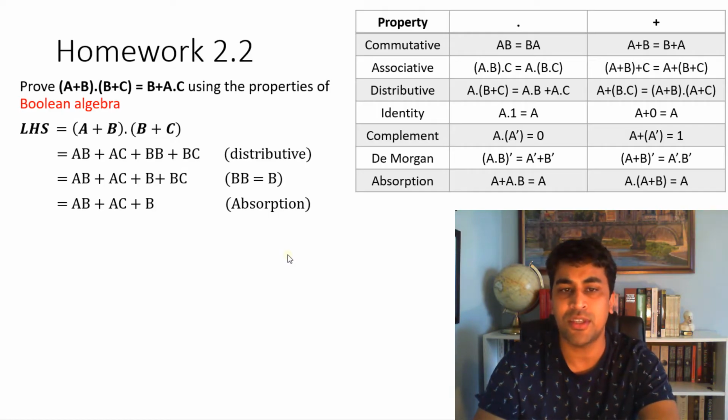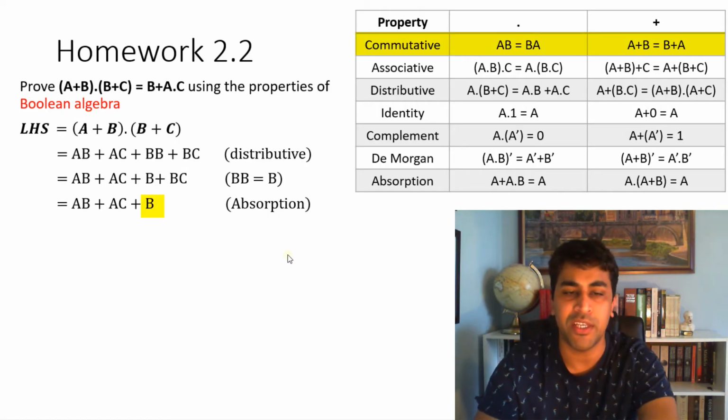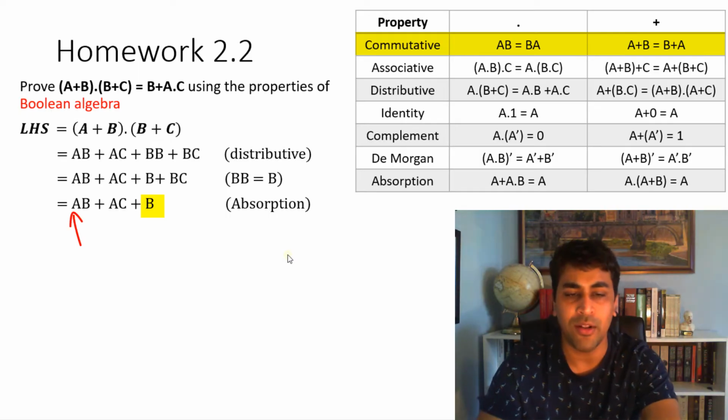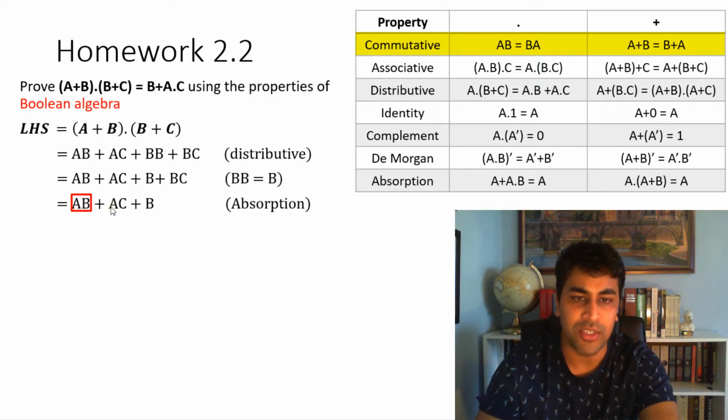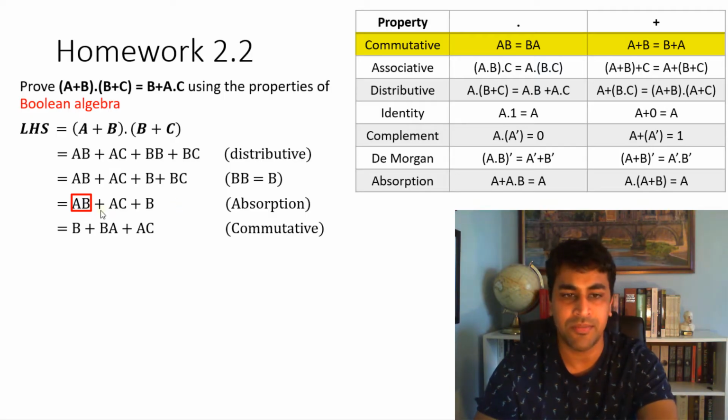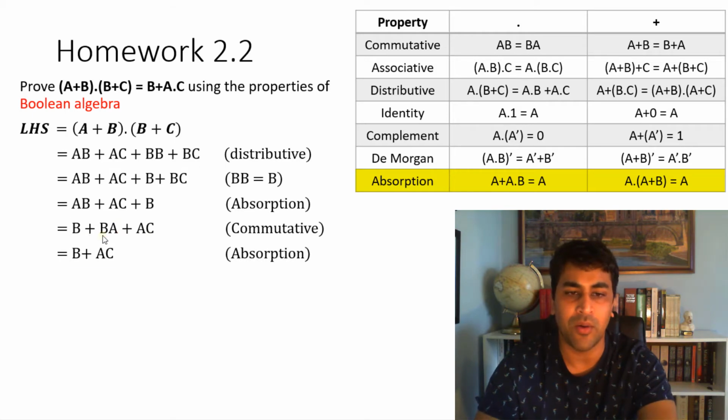So let's use the commutativity law to move B to the beginning of the expression, and also use the commutativity law on this A and B to give us B and A, so that we can use absorption again. So using commutativity, we can move our B to the beginning and swap this term. Now we see absorption can help us again. We can absorb this term into B, and we're left with B or AC.